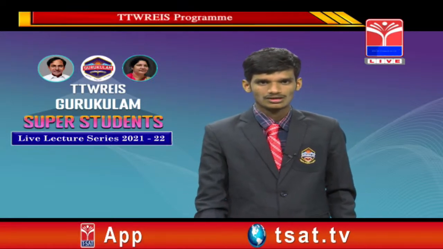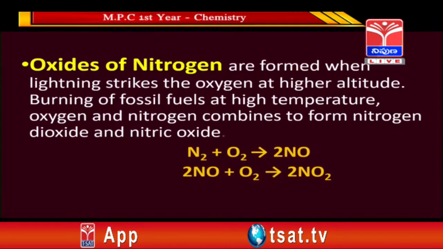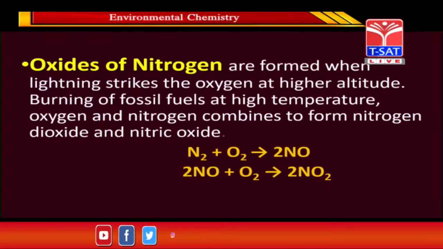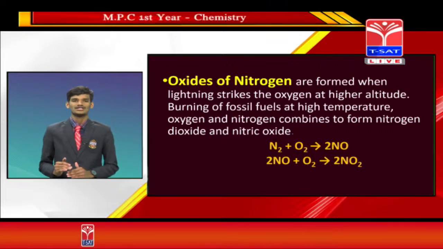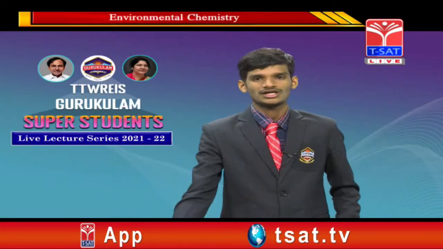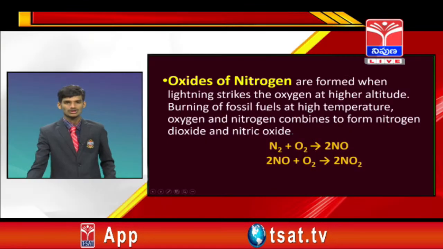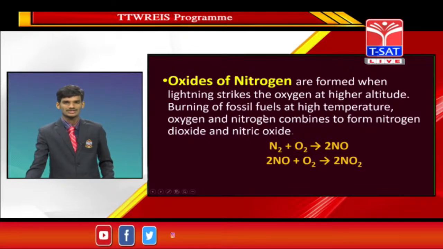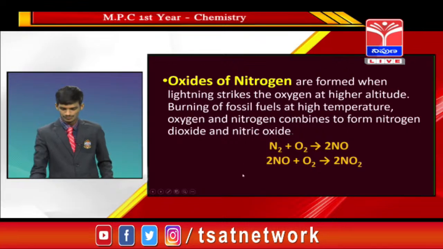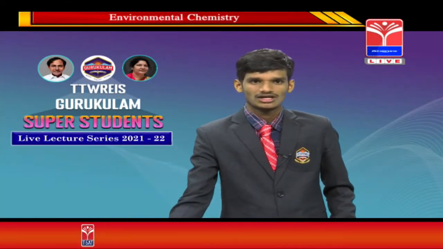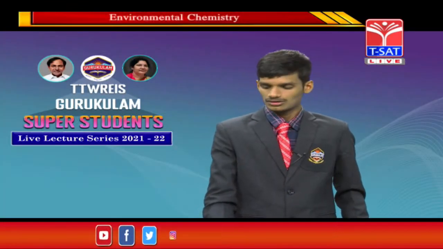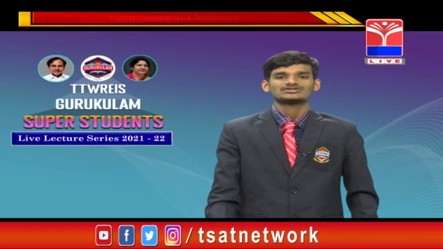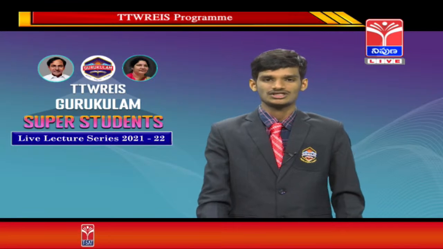Next, coming to the oxides of nitrogen. Nitrogen and oxygen are main constituents of gaseous air. Between nitrogen atoms a triple bond is present, so to cleave the triple bond, we have to put more energy. Lightning strikes the oxygen at higher altitude. Sometimes lightning and thunderstorms occur while cleaving that bond. So what are the effects of nitrogen oxides? The effects are respiratory illness in children.